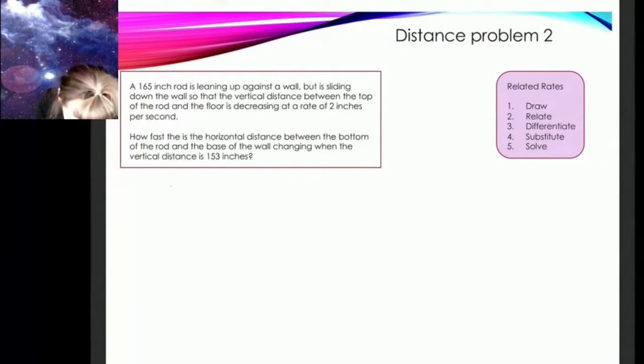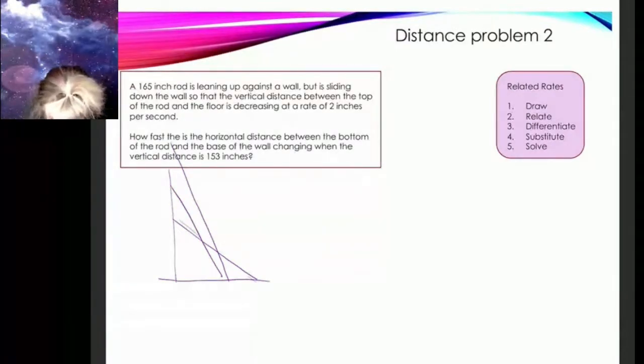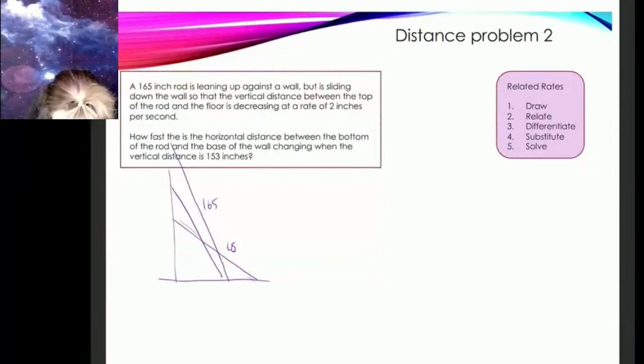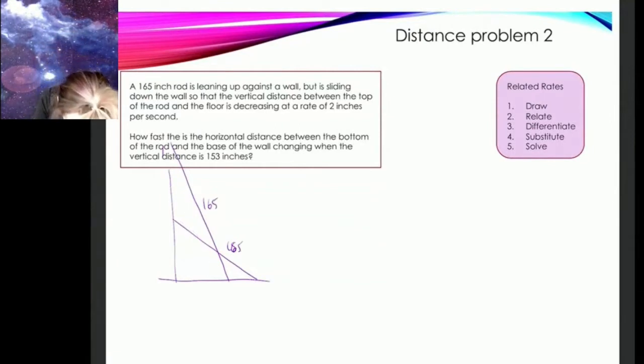So I've got a 165-inch rod that's leaning up against a wall, right? And maybe it's laying down kind of flat. Maybe it's really vertical. The point is, it's always 165 inches long on a diagonal. And it's sliding until eventually it'll be just laying flat on the ground.